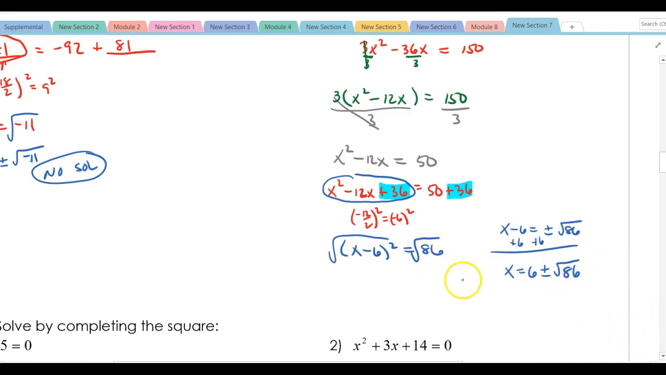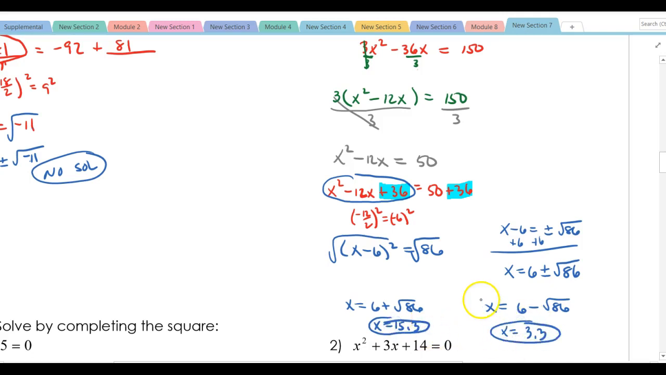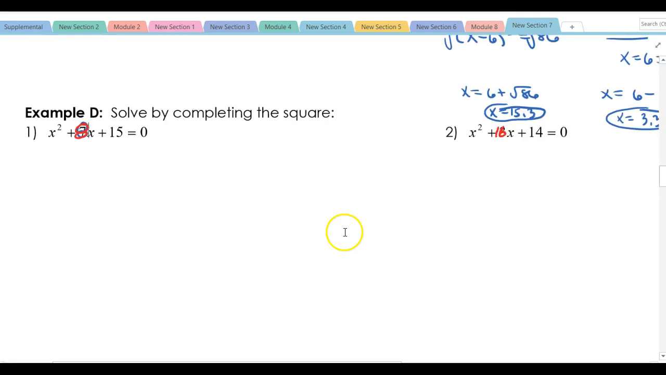Right? Now, I can put this in the calculator and get my two values. x equals 6 plus the square root of 86. Then I can do 6 minus the square root of 86. So your first answer would be 15.3 and your second answer would be 3.3. Okay, so I want you to try the next two problems on your own and come back and check your answers. Real quick, I want you to change this one to 8x and this one to 16x.